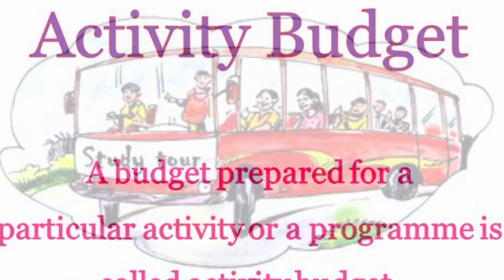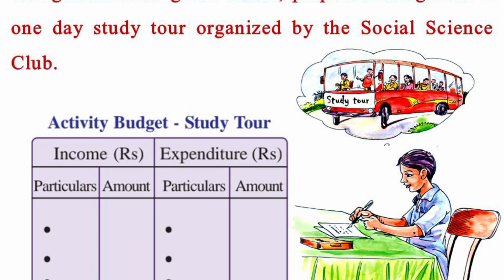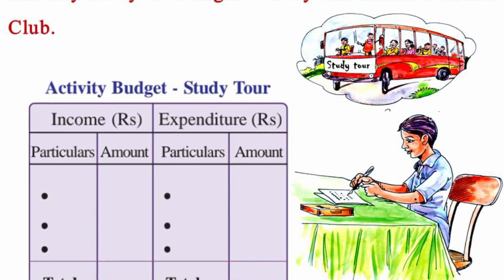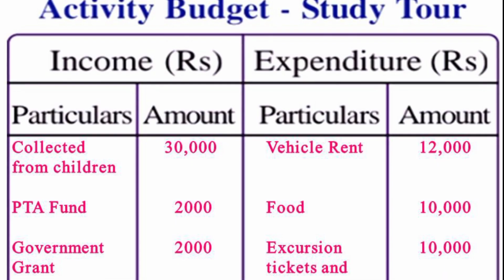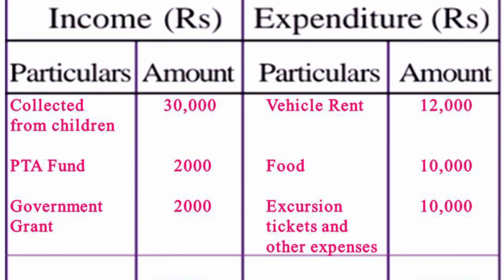A budget prepared for your study tour is an example of an activity budget. Using the format given below, prepare a budget for a one-day study tour organized by the Social Science Club. The surplus in this activity budget is set aside for unforeseen expenses.